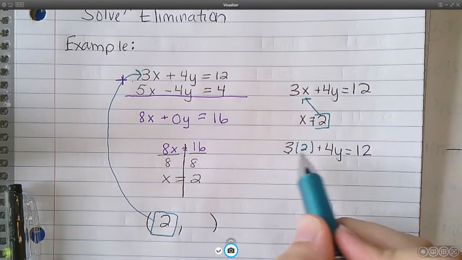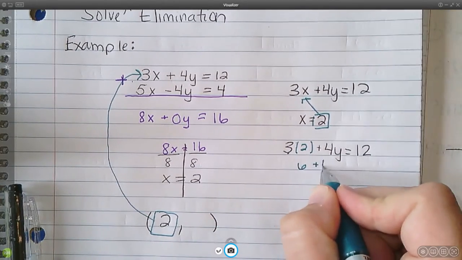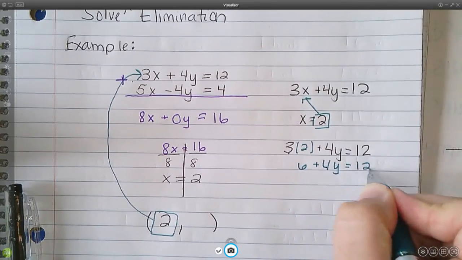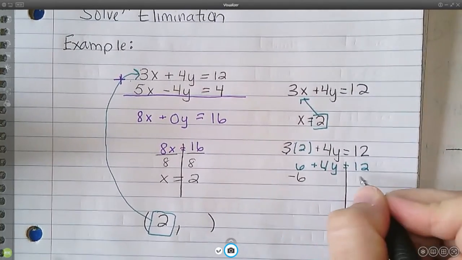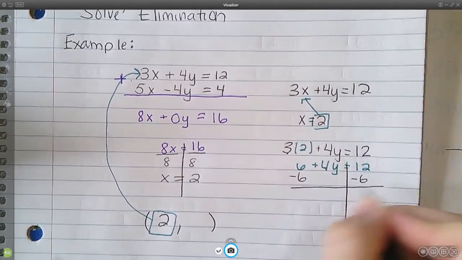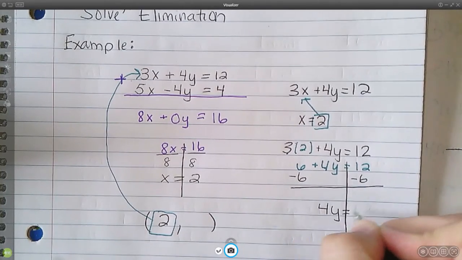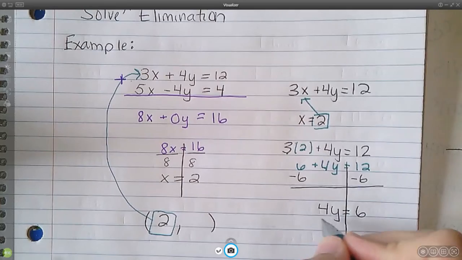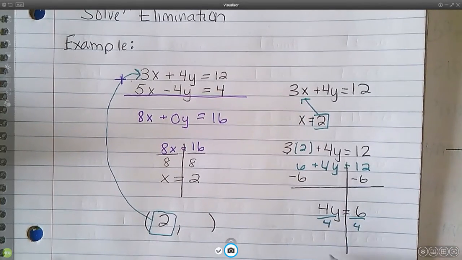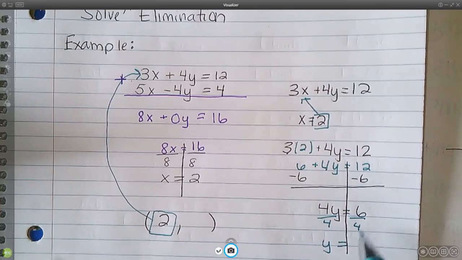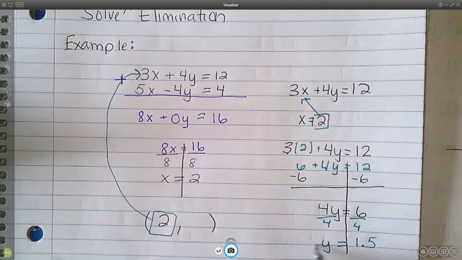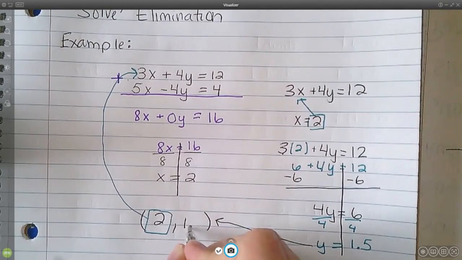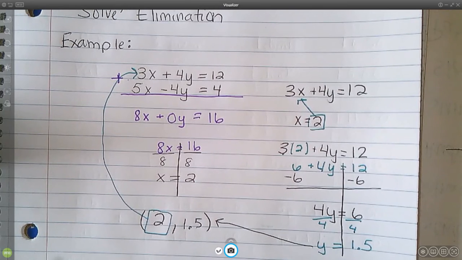I apologize right now that we're going to get a decimal, but that's okay. I distribute the 3, so 3 times 2 is 6 plus 4y equals 12. Draw the line down the middle. Subtract 6 from both sides, and I get 4y equals 6. Divide both sides by 4. If you put 6 divided by 4 into your calculator, you get y equals 1.5. And that is an example of elimination.